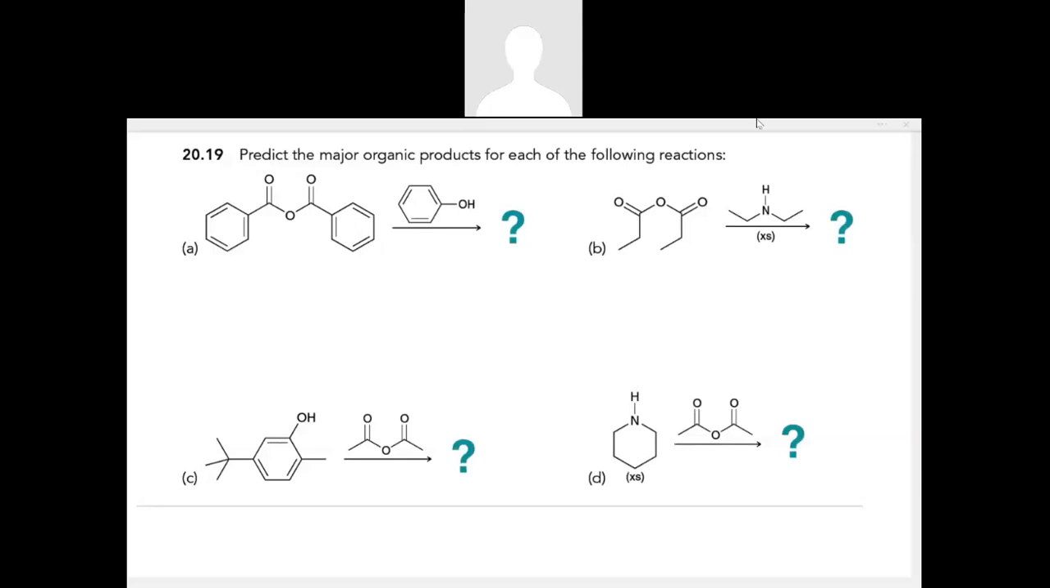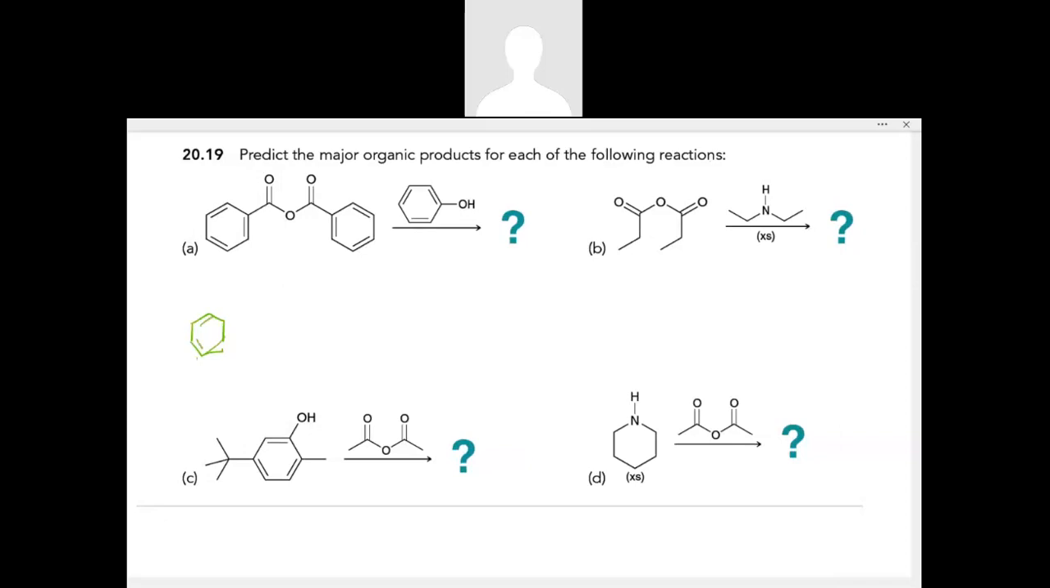For problem 19 from chapter 20, we're asked to predict the major organic products for each of these following reactions. So in part A here, we see that we have this acid anhydride, and it's going to be reacting with phenol. So this will result in the replacement of the carboxylate leaving group with the phenol oxygen atom. So if we were to draw our predicted product, it would look something like this.